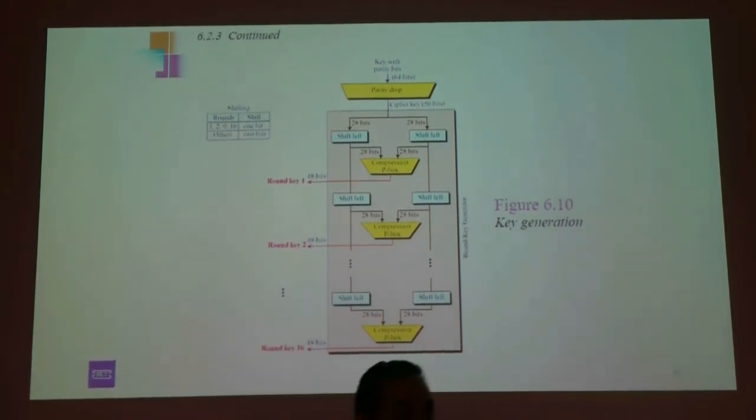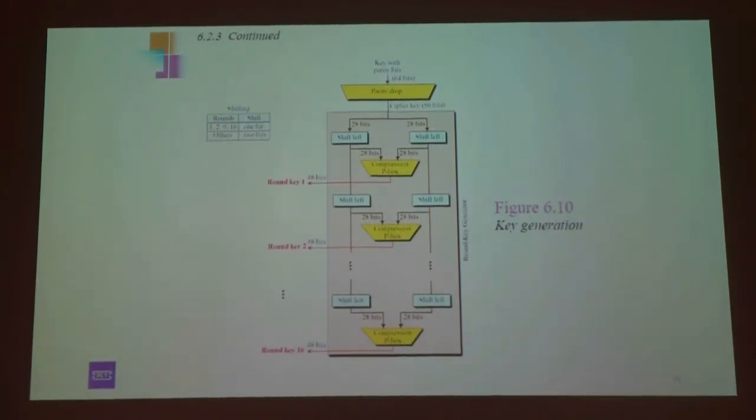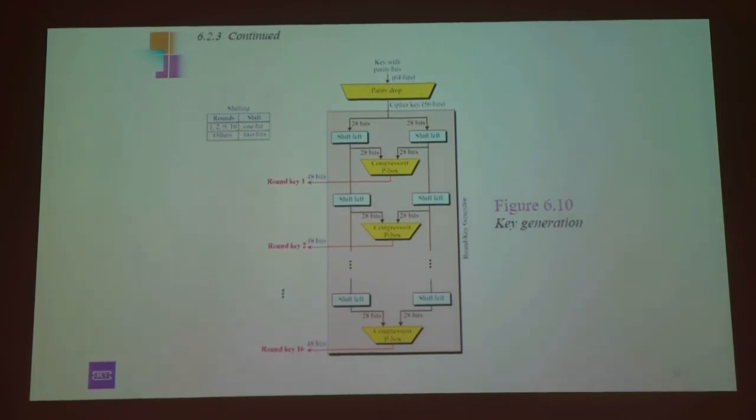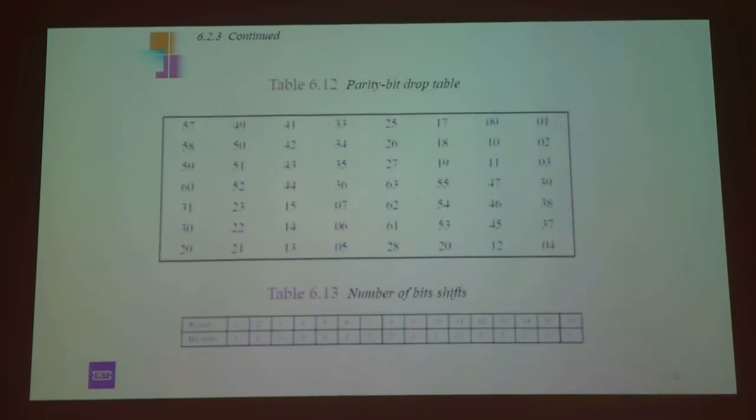So now I know exactly how to generate the key. I know how to generate and design every box in the algorithm. You agree? Anything missing? Everything is okay. So that's basically what this is.